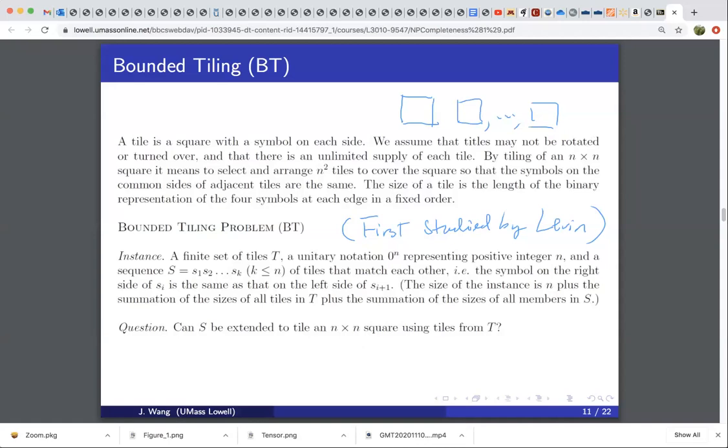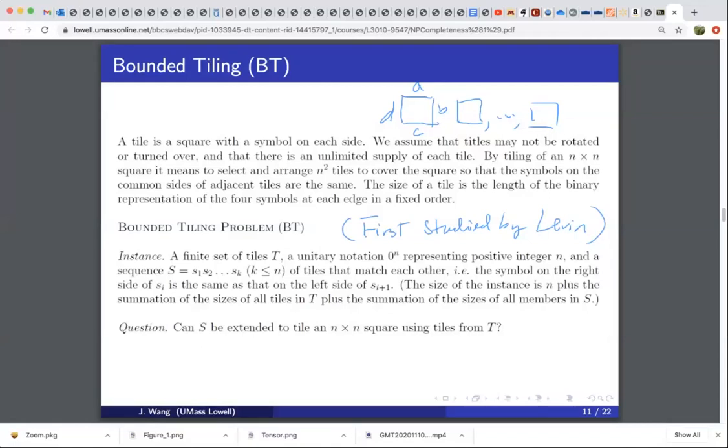And for each type of tile, you have unlimited supplies. Okay, so let's say A, B, C, D. Each tile has these symbols on its edges. Now we are going to lay the tiles one next to the other, under the condition that the common edge shared by two adjacent tiles must have the same symbol or same label.